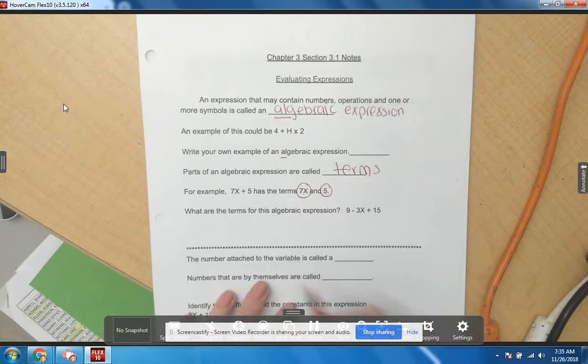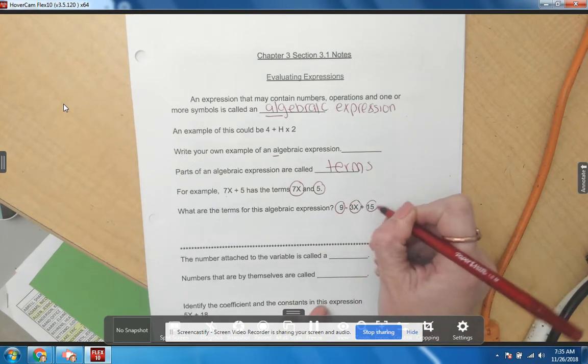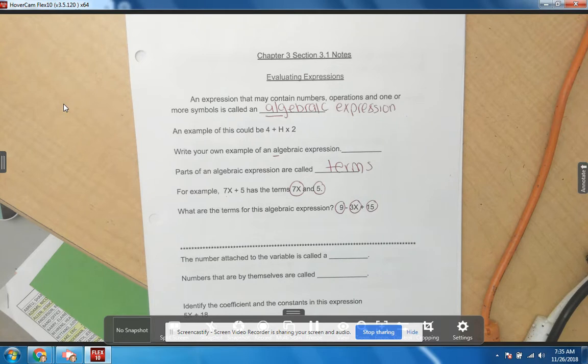So let's try this one together. It says, what are the terms for this algebraic expression? So everything that's not a plus or a minus. So 9, 3x, and 15. Those are the terms. Everything in the problem that's not a plus and not a minus is called a term.